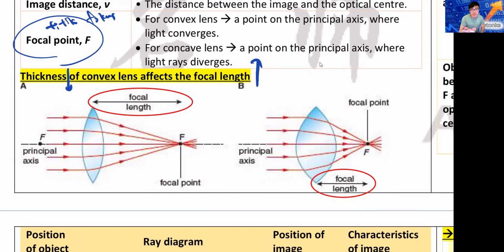So this is why, like I said, if your eyesight reading is different from mine, we have different thickness. Like my lens is very thick because mine is 500 something, so my lens is very thick.